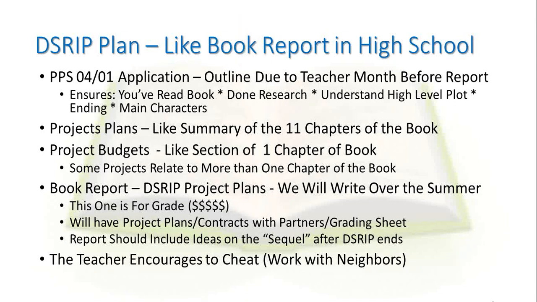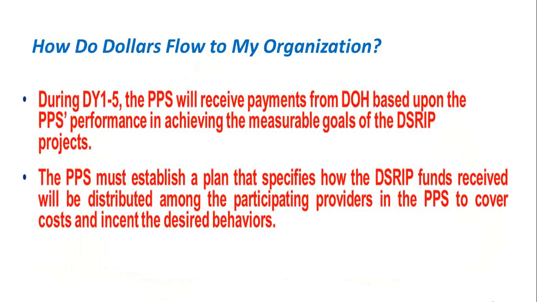Okay. The next slide, slide 3. This is a $100,000 question, I guess: how do dollars flow to my organization under DSRIP? And this is something that I thought it would be best to put the actual wording right from the Department of Health. That's why the slide's a little wordy, but just at the highest level, 2 bullet points. During DY 1 through 5, the DSRIP years 1 through 5, the PPS, which is AHI, will be receiving payments from the Department of Health based upon the PPS's performance in achieving the measurable goals of DSRIP projects. So that's how money will be coming into the PPS.